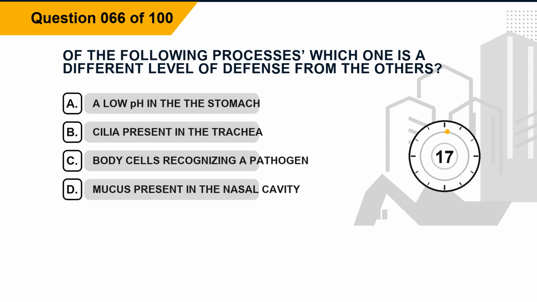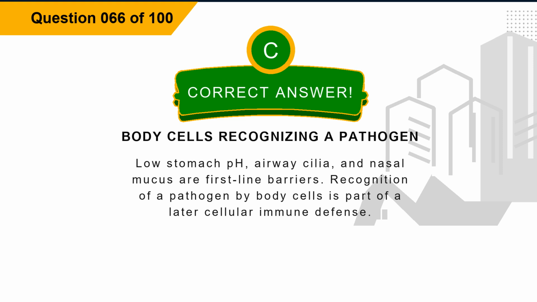Question 66. Of the following processes, which one is a different level of defense from the others? Option A, a low pH in the stomach. Option B, cilia present in the trachea. Option C, body cells recognizing a pathogen. Option D, mucus present in the nasal cavity. The correct answer is option C, body cells recognizing a pathogen. Explanation. Low stomach pH, airway cilia, and nasal mucus are first-line barriers. Recognition of a pathogen by body cells is part of a later cellular immune defense.